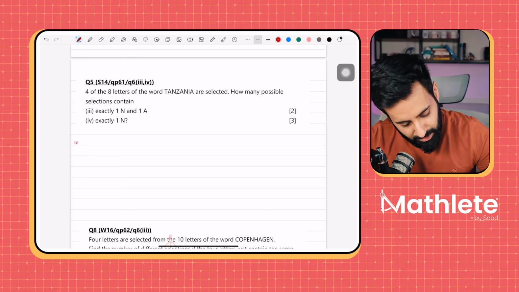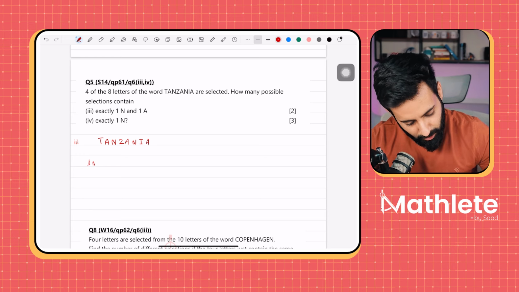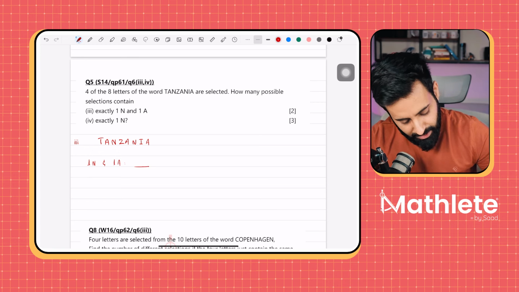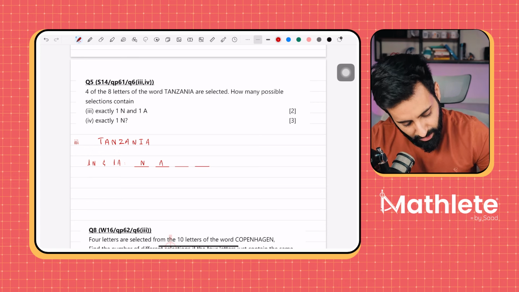So let's answer this part. Exactly one N and exactly one A. So start by writing down the word. So here it is. Now we have to select exactly one N and exactly one A. So first let's select the one N and the one A. So we make 4 blanks. Here we go. So we have one N and we have one A.